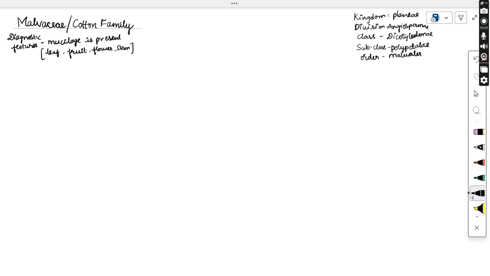And the other one: these plants have star-shaped hair present on the shoot. The star-shaped hair we call a stellate hair. It will look like this, and this type of hair can be present on the shoot of these plants. So the first feature is the mucilage substance, the second is the stellate hair, and the third is an extra whorl, the epicalyx. Presence of epicalyx is one more feature. Usually we have four whorls in a flower: calyx, corolla, androecium, gynoecium. But these particular flowers show an extra whorl called the epicalyx.